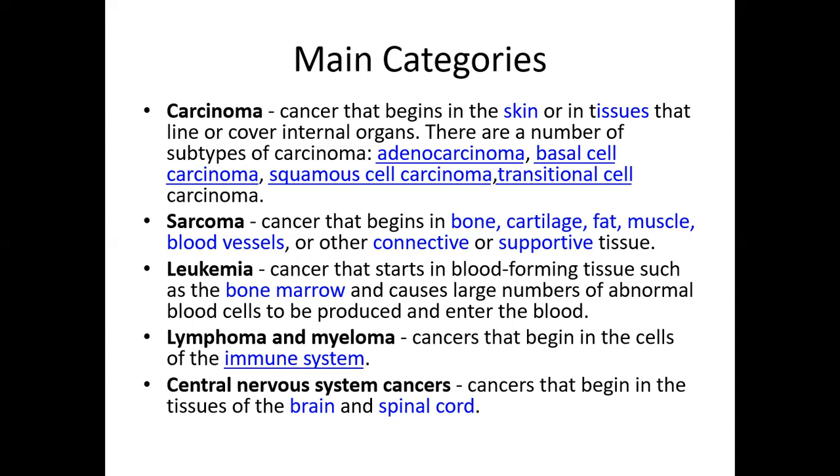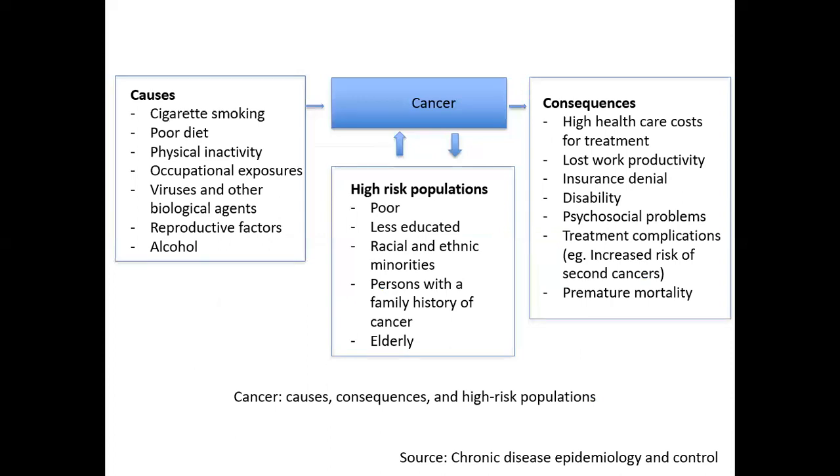Then what is lymphoma and myeloma? It is a cancer that begins in the immune cells. As you know, white blood cells are actually the immune cells that have two categories, agranulocytes and granulocytes. And in agranulocytes, there are two further categories, lymphocytes and monocytes. If the lymphocytes show uncontrolled division, then this cancer will be lymphoma and myeloma. Then central nervous system cancer begins in tissues of the brain and spinal cord. Then we will discuss what are the causes and high risk population and what are the consequences, what are the results of the cancer.